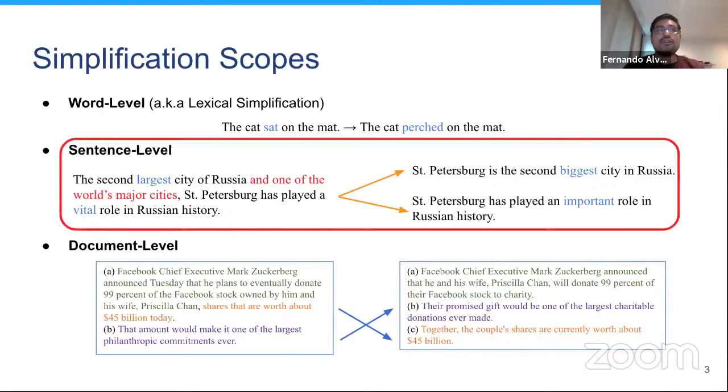Now, in this talk, I'm going to be focusing on sentence level simplification. Why? One, because that's the main approach that is being used right now, basically because of the data sets that we have available that are at the sentence level. So most of the resources and models are developed at this scope.